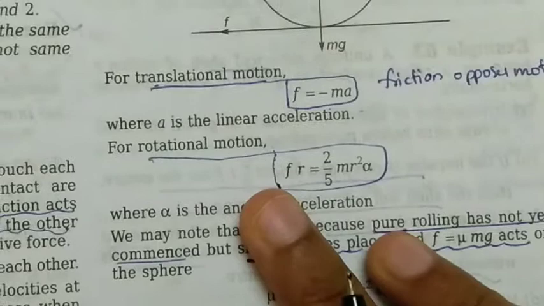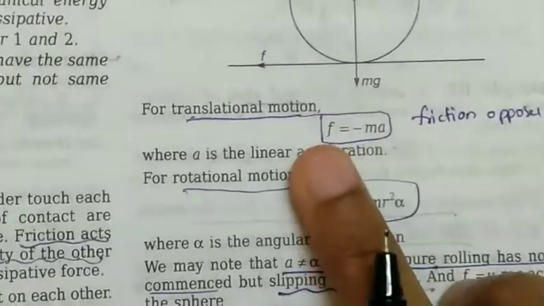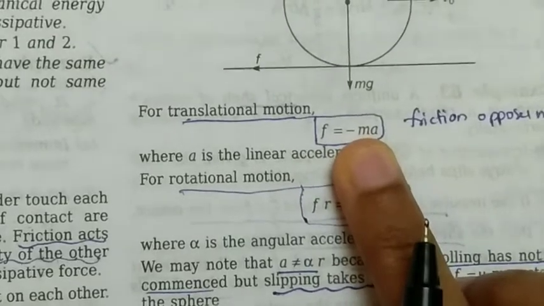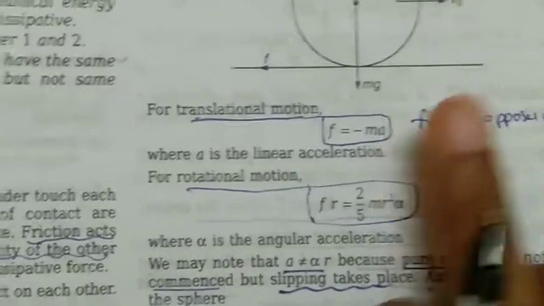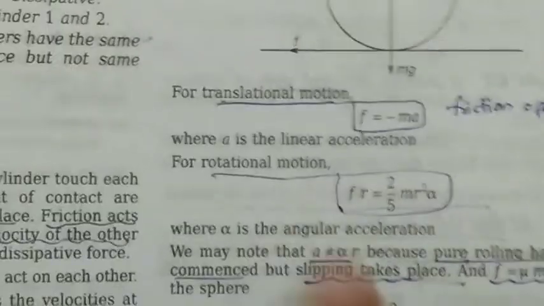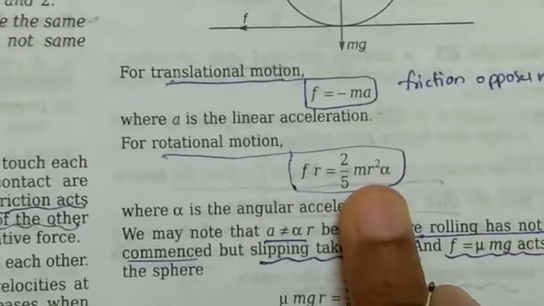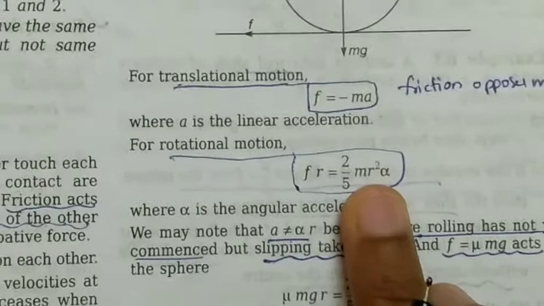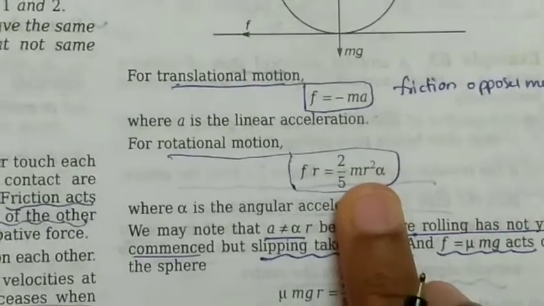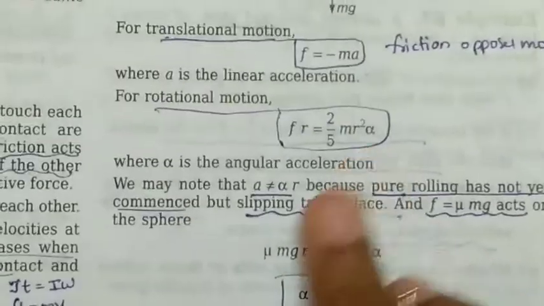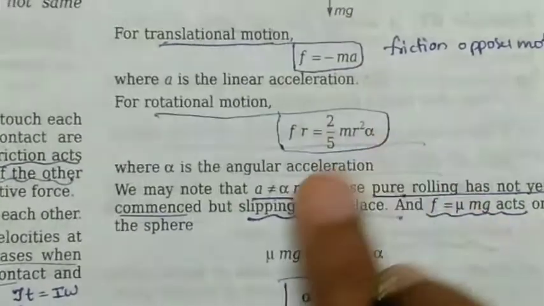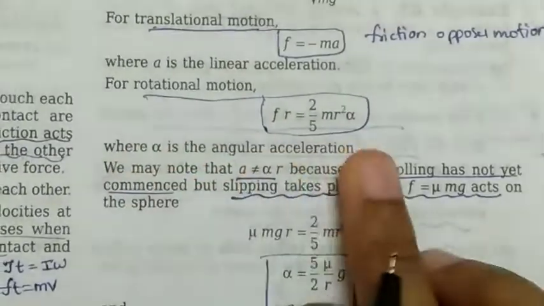Another formula for torque is I alpha. Just as we have F equals ma, torque is equal to, in the place of m, moment of inertia I, and in the place of linear acceleration, angular acceleration. So I alpha. We know that the moment of inertia of a solid sphere is 2 by 5 m r square. So the torque is 2 by 5 m r square alpha. This is the case for rotational motion, and alpha is the angular acceleration.